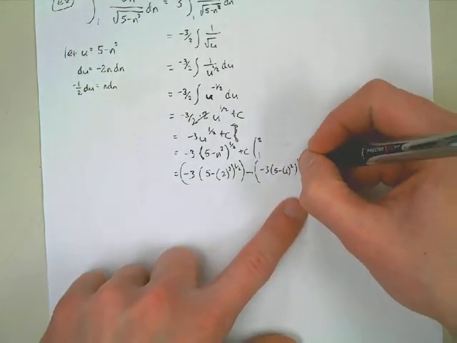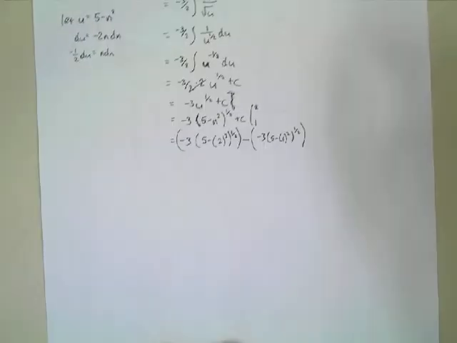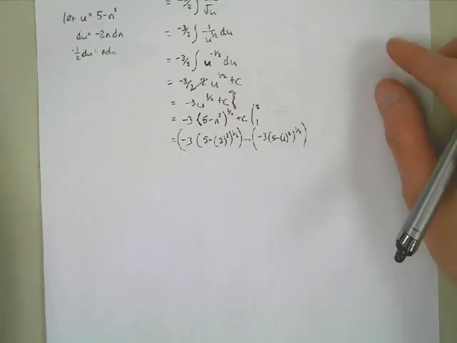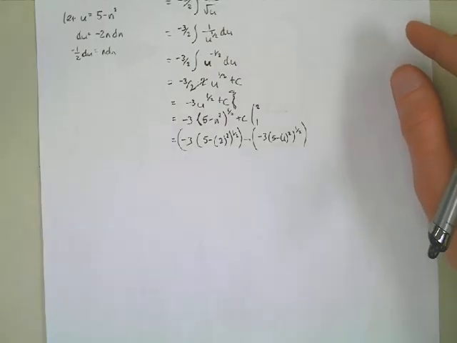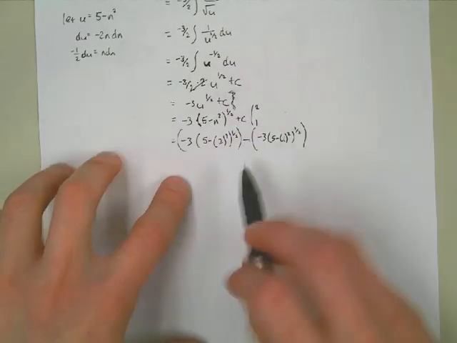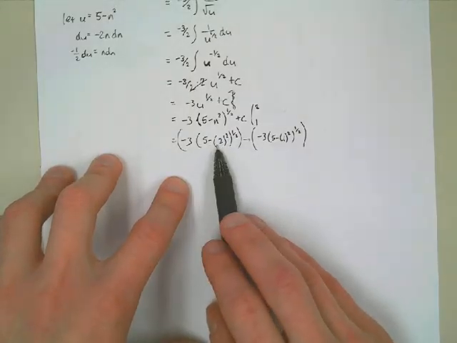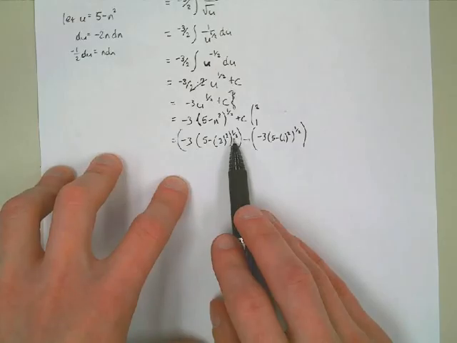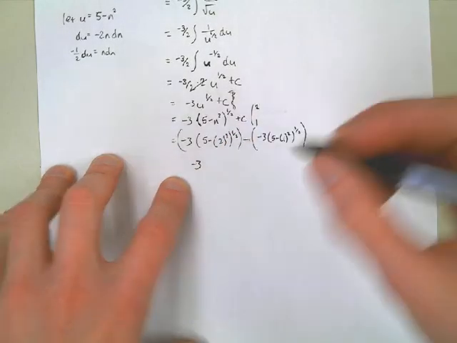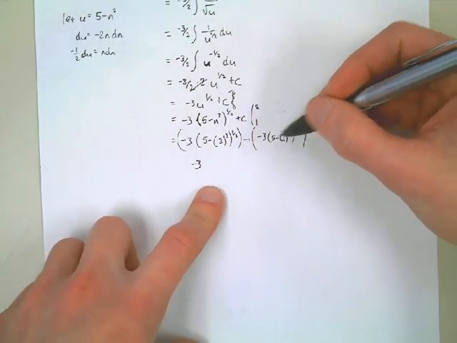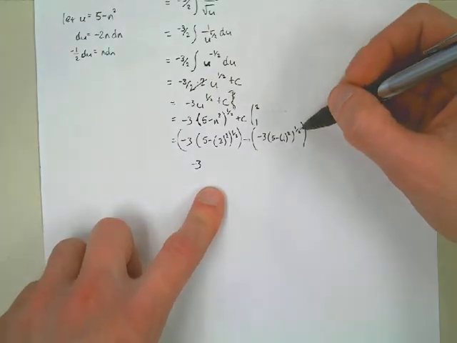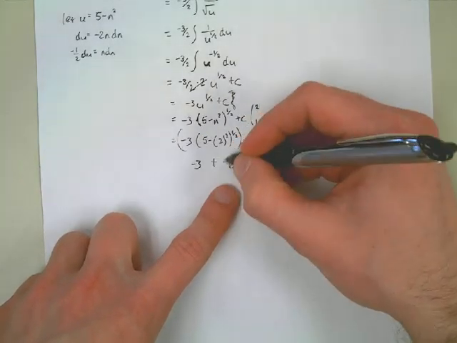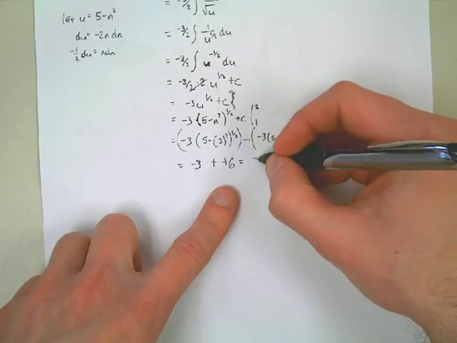And there's your final answer if it's free response. But of course, we're going to simplify this because we can. So let's see here. 2 squared is 4. 5 minus 4 is 1. 1 to the 1/2 is 1, times negative 3, negative 3. 1 squared is 1. 5 minus 1 is 4. 4 to the 1/2 is 2. 2 times negative 3 is negative 6. So minus negative 6, so you plus 6, negative 3 plus 6, which is 3. Nicely done. Little 3 right there.